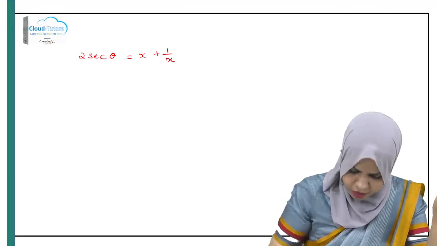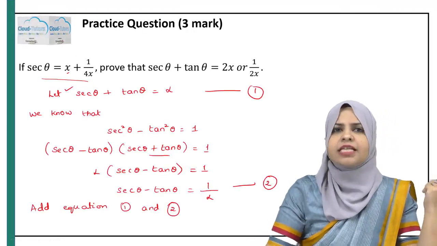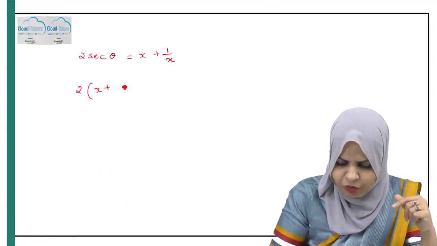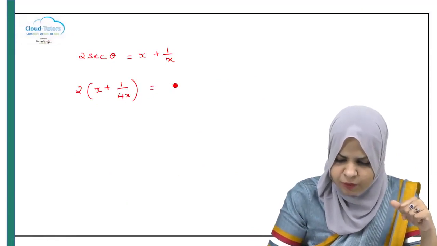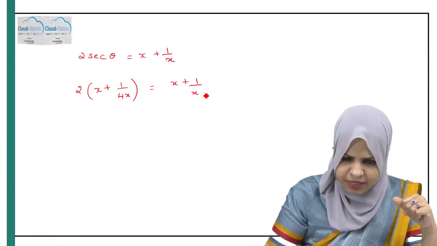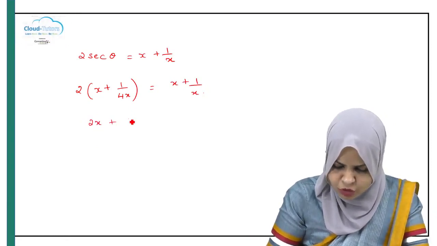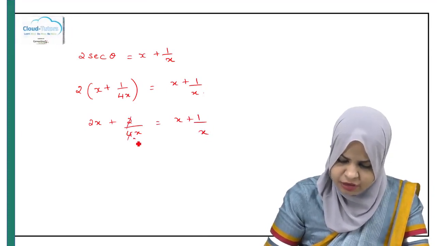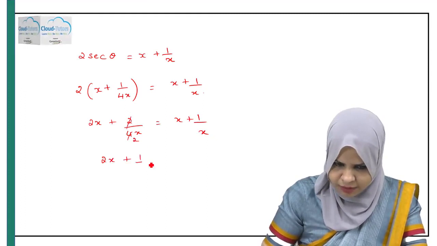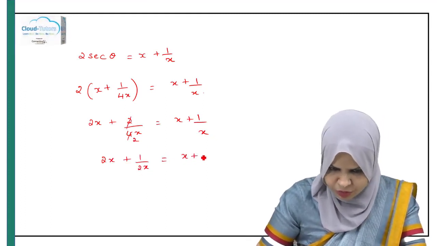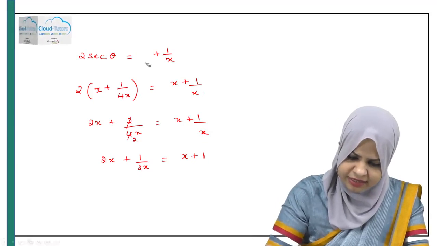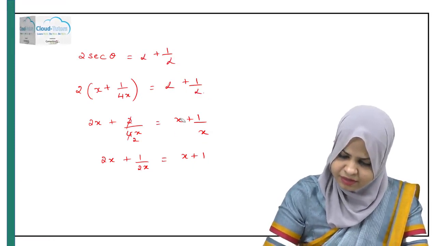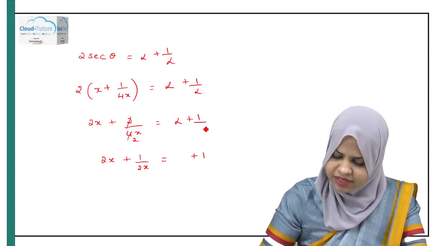Or I can say that secant theta is equal to what? See here, secant theta is given as x plus 1 by 4x. Let's substitute that. So 2 into x plus 1 by 4x is equal to x plus 1 by x. Now let's simplify. 2x plus 2 by 4x is equal to x plus 1 by x. Here this is 2x. So that is 2x plus 1 by 2x is equal to x plus 1 by, sorry, this is alpha, right? Alpha. This is alpha. Everywhere it has to be alpha.